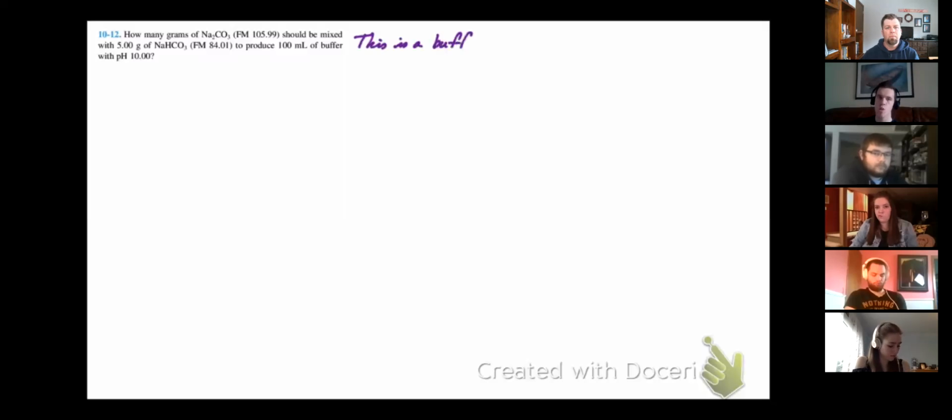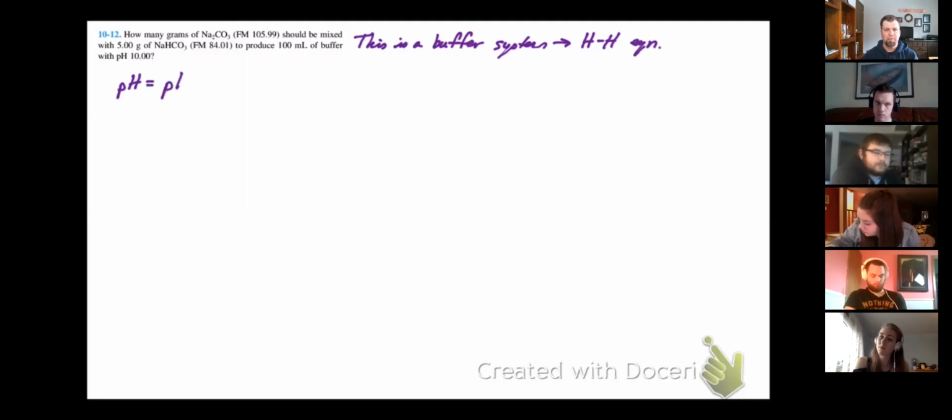Okay. So the first thing we have to do is assess what type of problem it is. And when we read the problem, it becomes pretty clear that it's a buffer system. We're using the disodium form of carbonate, Na2CO3, given the formula mass. And then we're given a particular mass, 5 grams of the monosodium hydrogen carbonate. This is the same chemical system that we looked at last class period. That might have been for problem 10-B. Just a different application of it. But it's a buffer system.